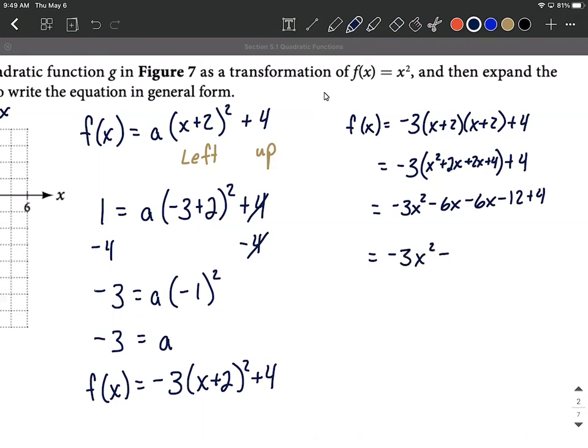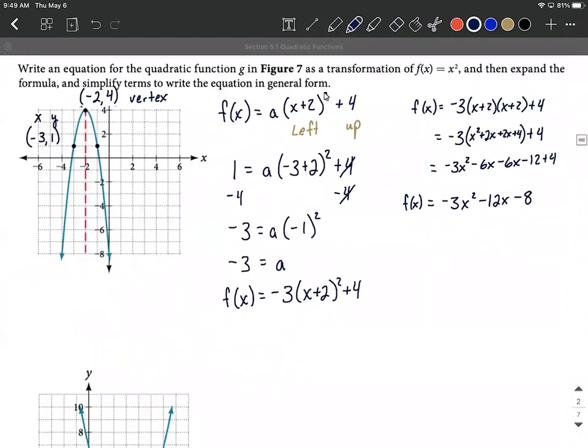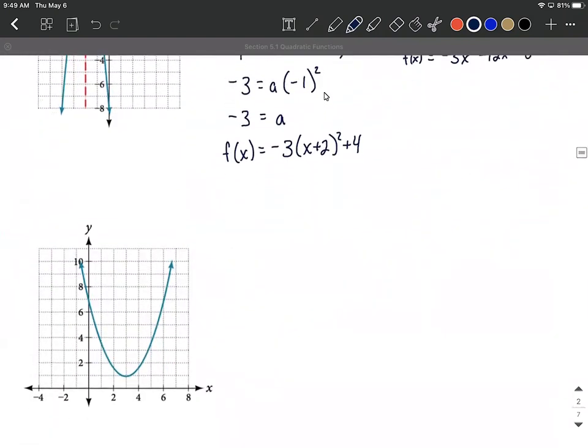-3x squared minus 12x minus 8. And now we're in the expanded form, or the general form, for our polynomial. Our second degree polynomial, which we refer to as a quadratic. All right, let's do one more of these real quickly, following the same procedure.